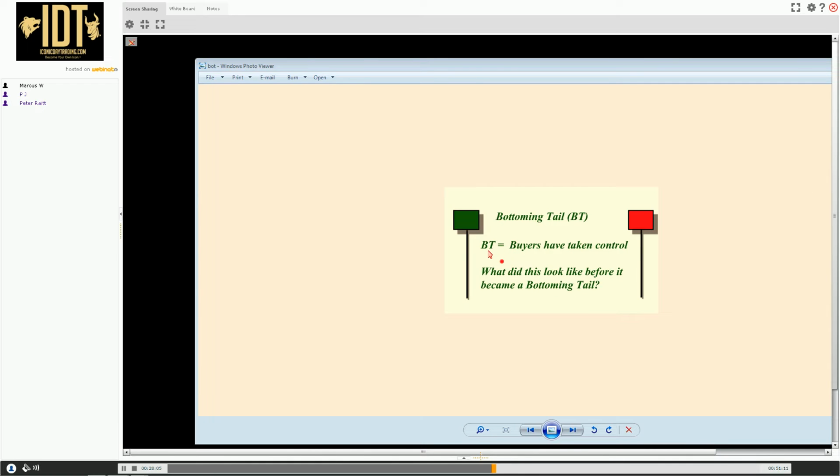Bottoming tails. These I love. I call these hammers, bottoming tails, whatever you want to call them. Know what they look like and know what they mean. These usually occur at the bottom of a big move. And again, what did this look like before it became a bottoming tail?